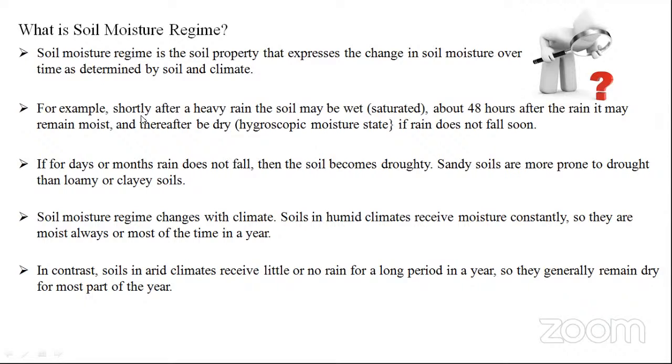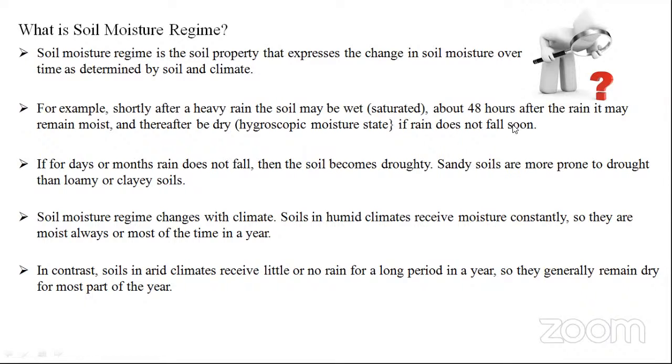In the second line: shortly after heavy rain, the soil may be wet, saturated. About 48 hours after the rain, it may remain moist. After the rain has come, after two days, after 48 hours, the soil may become moist, and thereafter dry. After the moisture has completely reduced, we can see dry soil, though there is hygroscopic moisture, some small amount of moisture, there.